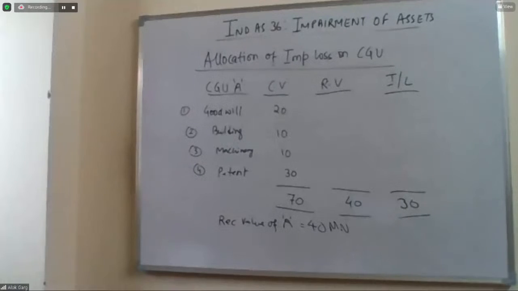Sir, how to calculate the revised carrying value? How to allocate the impairment loss of 30 million into these four assets?